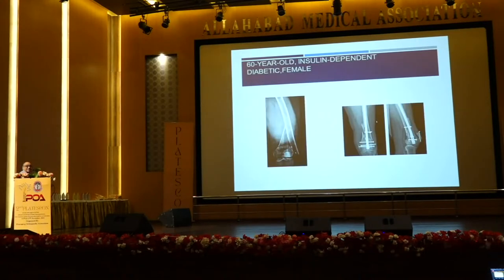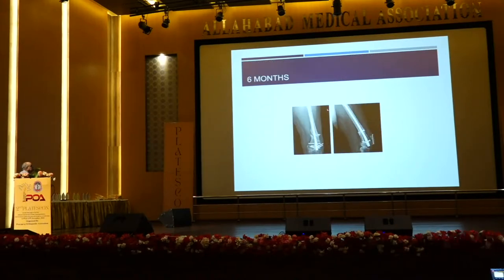May not be possible in diaphyseal fractures, but for metaphyseal fractures and upper limb fractures it would again be useful. This is a case where you can see this fracture treated with a multi-directional nail, which was useful. And then 6 months later it failed. You can see the nail is coming out.